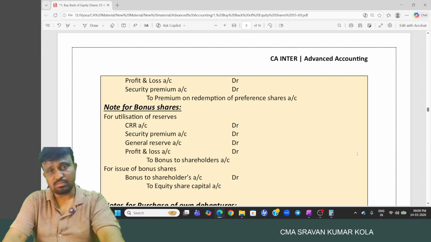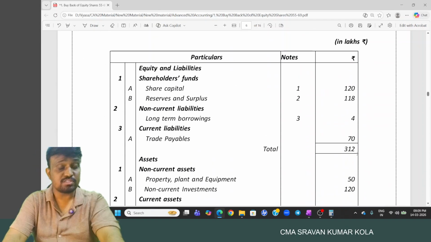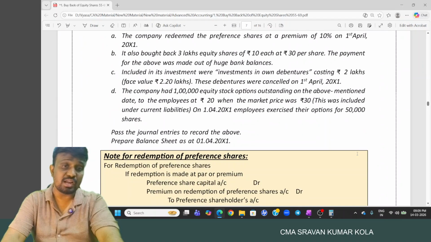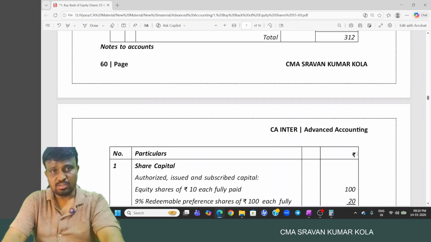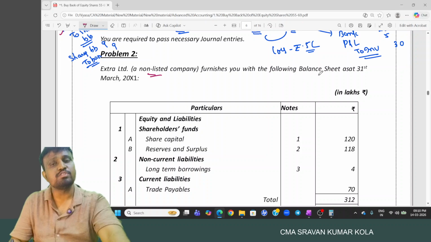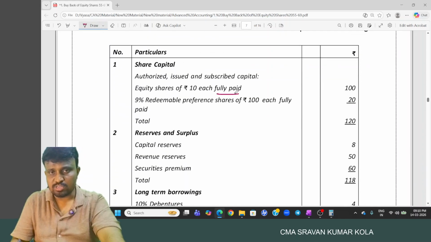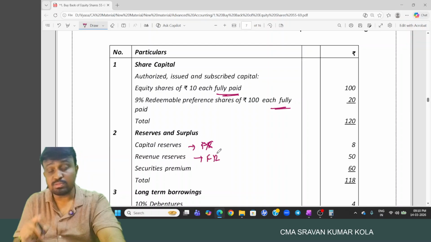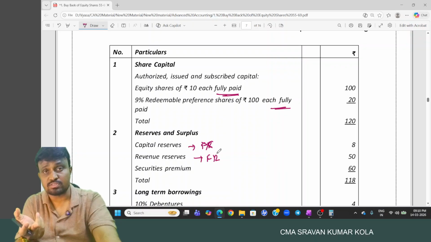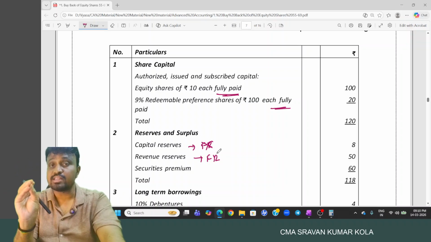Problem number five also, but one more problem is there, which is a combination of buyback and redemption of preference shares, bonus shares, redemption of debentures and ESOPs. Okay, so here this is the problem, problem number two. Extra Limited, a non-listed company, furnishes you with the following balance sheet. So here is the balance sheet, and all equity shares are fully paid and all preference shares are also fully paid. So here capital reserve is not a free reserve. Revenue reserve is free. Remember, revenue reserve is different from revaluation reserve.